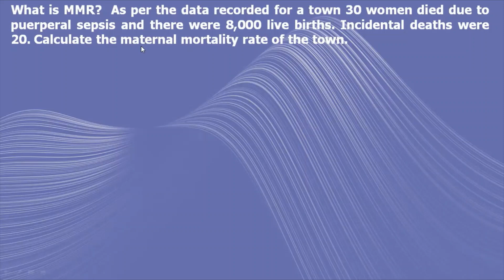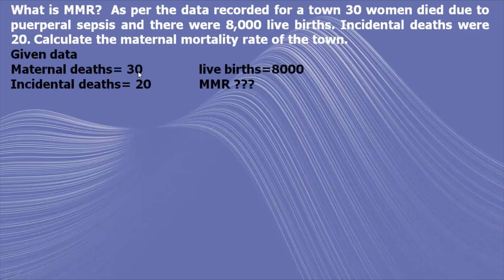Now next is vital statistic, that is maternal mortality rate. So they have asked you to define what is maternal mortality rate. This is a 1 mark question. And then there are 30 women died due to puerperal sepsis and there were 8,000 live births. Incidental deaths were also given 20. So this is to confuse you. These 20 deaths are not counted for maternal mortality rate. So the given data is maternal death 30, incidental death 20, live births are 8,000.